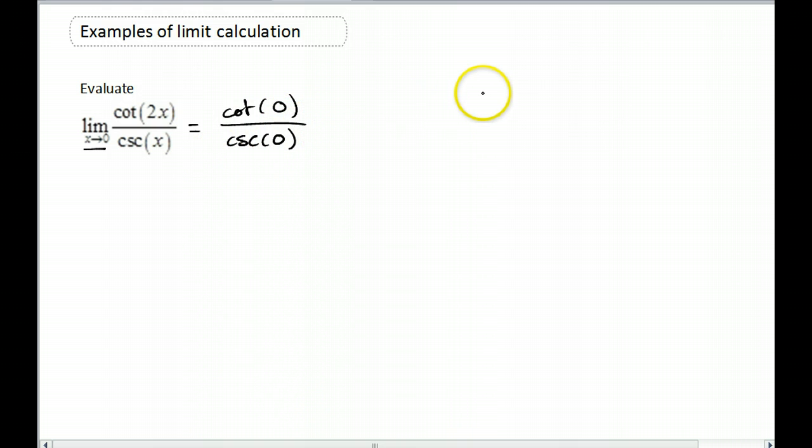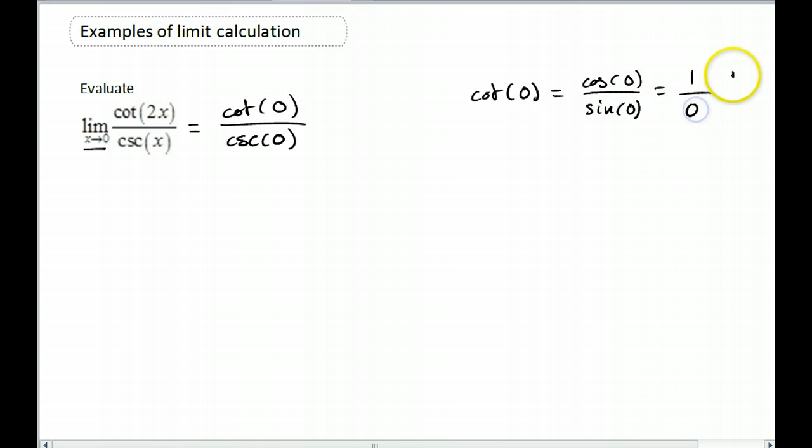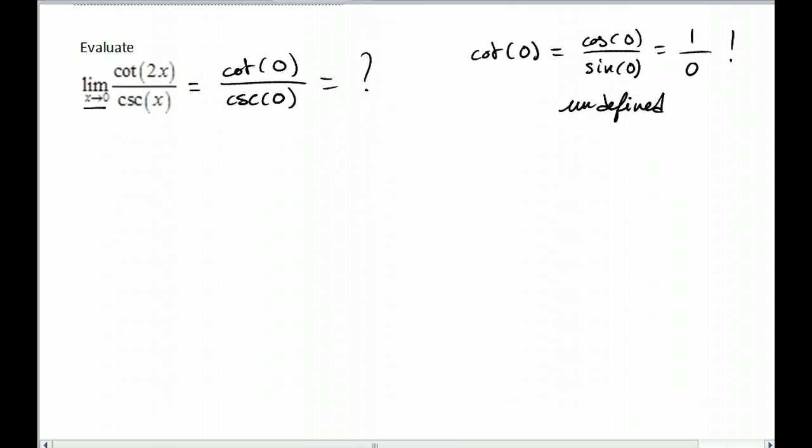But you know, let's see, what's the cotan of 0? Of course there will be some trouble here. Cotan of 0 is cosine 0 over sine 0. Cosine 0 is 1, sine 0 is 0. Problem, this is undefined. Cosecant 0 is also undefined, so there's a lot of trouble. The top is undefined and I divide by something that is not defined. So you have to go further. You have to change this expression and you have to do some algebra.